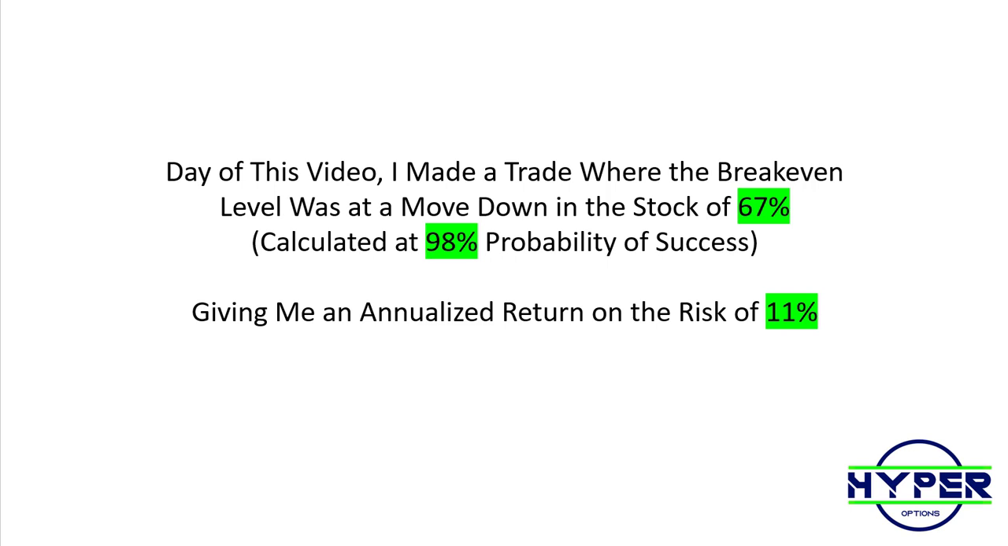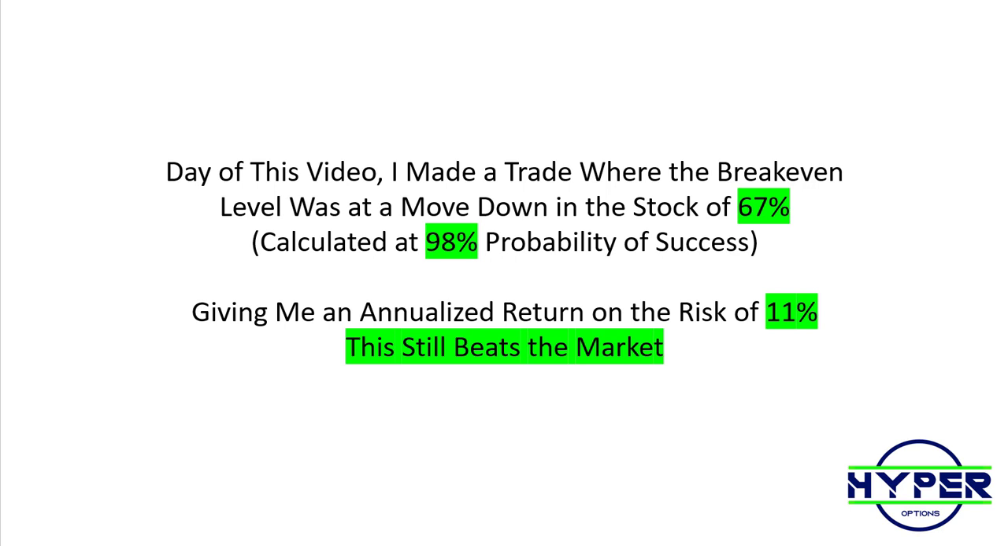And the day of this video, I actually made a trade where the break-even level was at a move down in the stock of 67%. That's the break-even level. The stock can move down 67% before it even reaches my break-even level, and that calculated out to be a 98% probability of success. Now, in order to do that, I have a little bit smaller annualized return on risk at 11%, but that still beats the market. So I have a 98% probability of making an annualized return of 11%.